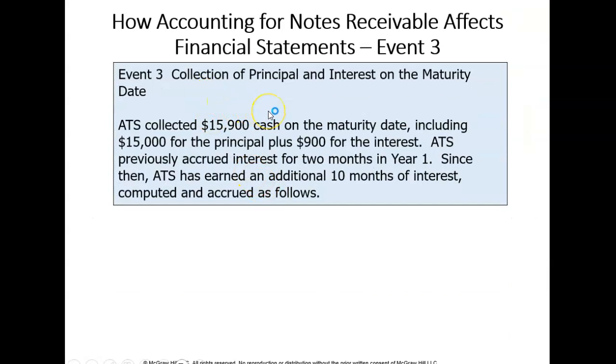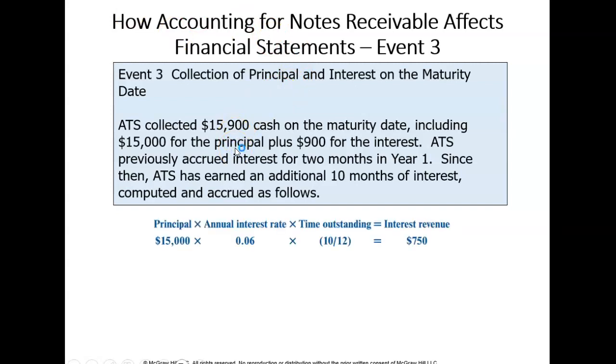So now, when the note becomes due, along with the accrued interest, remember, the amount borrowed was $15,000. The interest rate was 6%. The total interest is $900. So when they pay us the note back, they must pay us the $15,000 they borrowed plus the interest, for a total of $15,900. Now remember that 2 months of interest was already earned and recognized in year 1.